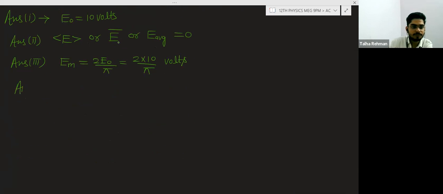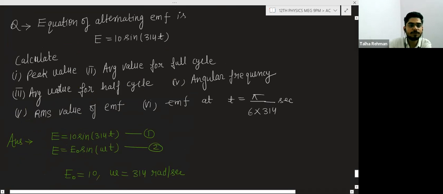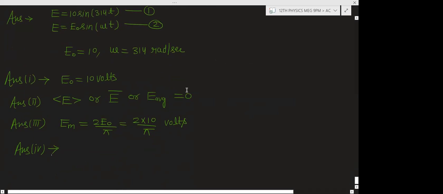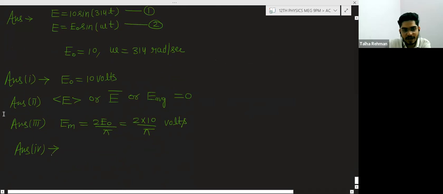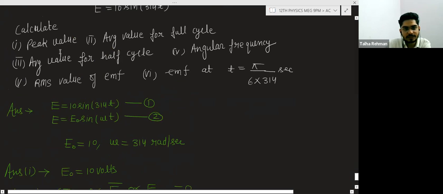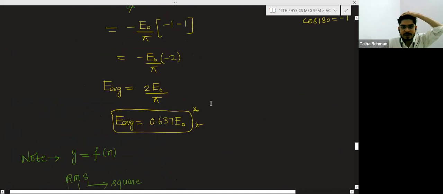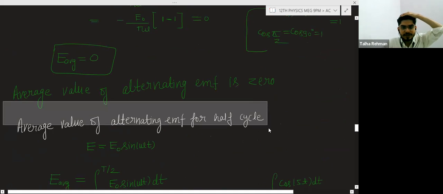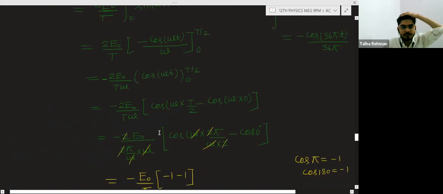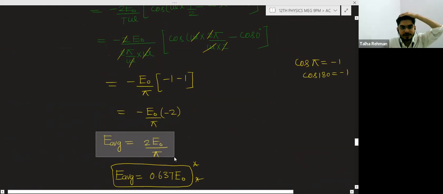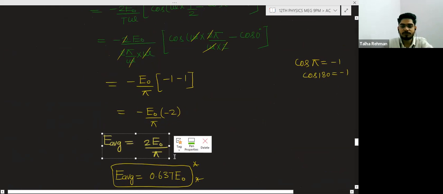Fourth part. The third one was for half cycle. In the third part we calculated for half cycle, and I have derived this equation for half cycle. Average value of alternating EMF for half cycle, see the value, is 2 E naught divided by pi. Got it now? Okay.